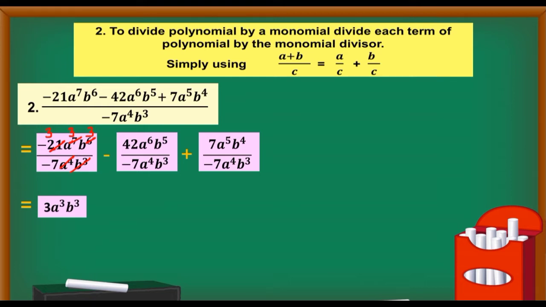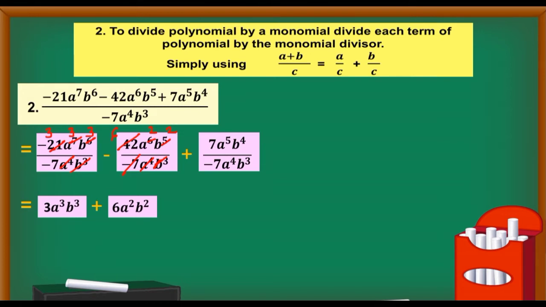Next one, since both are negative, negative divided by negative becomes positive. And then 42 divided by 7, the 7 in the denominator cancels, and 42 divided by 7 is 6. And then a raised to 6, the a raised to 4 cancels, so what remains in the numerator is a squared. That is how easy it is. You can just cancel so you won't have a hard time subtracting. The b also has the same variable: 5 minus 3, the denominator cancels, and what remains is b squared. So, our answer is 6a squared, b squared.